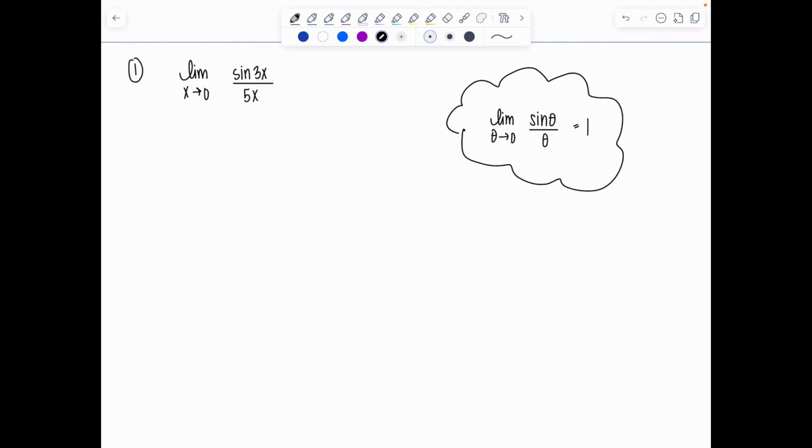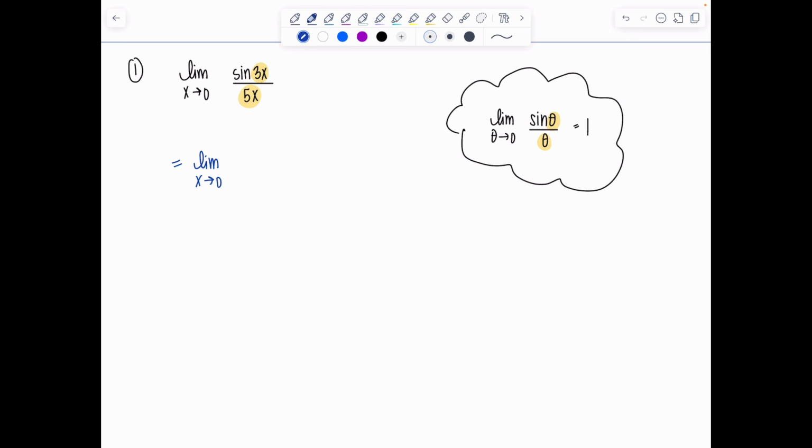Example 1, we have the limit as x approaches 0 of sine 3x over 5x. Okay, here's the problem. In what I told you you need to memorize, the argument in sine and what's in the opposite side of the fraction need to be identical. They need to be matchy-matchy. And in this case, it's not happening. We've got a 3x and a 5x. So what do? We don't sit around feeling sorry for ourselves. We fix it and make things happen.